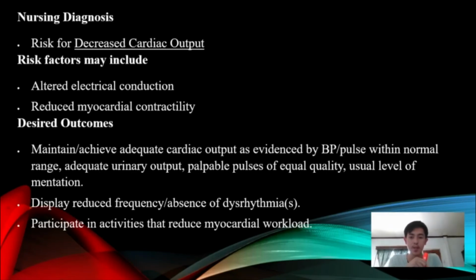One nursing diagnosis for ventricular dysrhythmias would be risk for decreased cardiac output. Its risk factors may include altered electrical conduction and reduced myocardial contractility. Our desired outcomes would be to maintain or achieve adequate cardiac output as evidenced by BP and pulse within normal range, adequate urinary output, palpable pulses of equal quality, usual level of mentation, display reduced frequency or absence of dysrhythmias, and participate in activities that reduce myocardial workload.